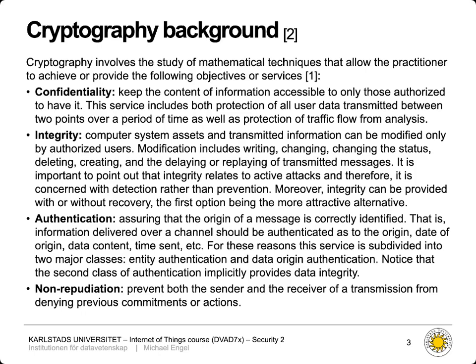And finally, we want to achieve non-repudiation. So we want to prevent both the sender and the receiver of a transmission from denying previous commitments or actions on a system. So essentially, if a message has been sent out, I cannot revoke it or tell the other communication partner that something has never happened. This can be done, for example, by enabling cryptographic signatures on messages, added with, for example, consecutive message numbers and so on.